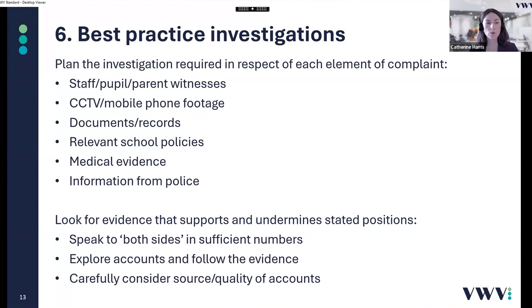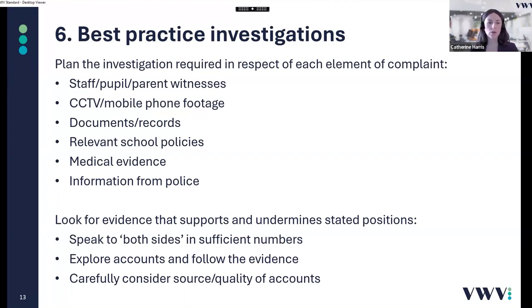And then you might also need to look at information from the police. And just to flag here that if there is an ongoing police investigation for any reason, you should liaise with the police and children's social care if needed to check that the school's investigation does not prejudice the police's investigation and any subsequent possible prosecutions.